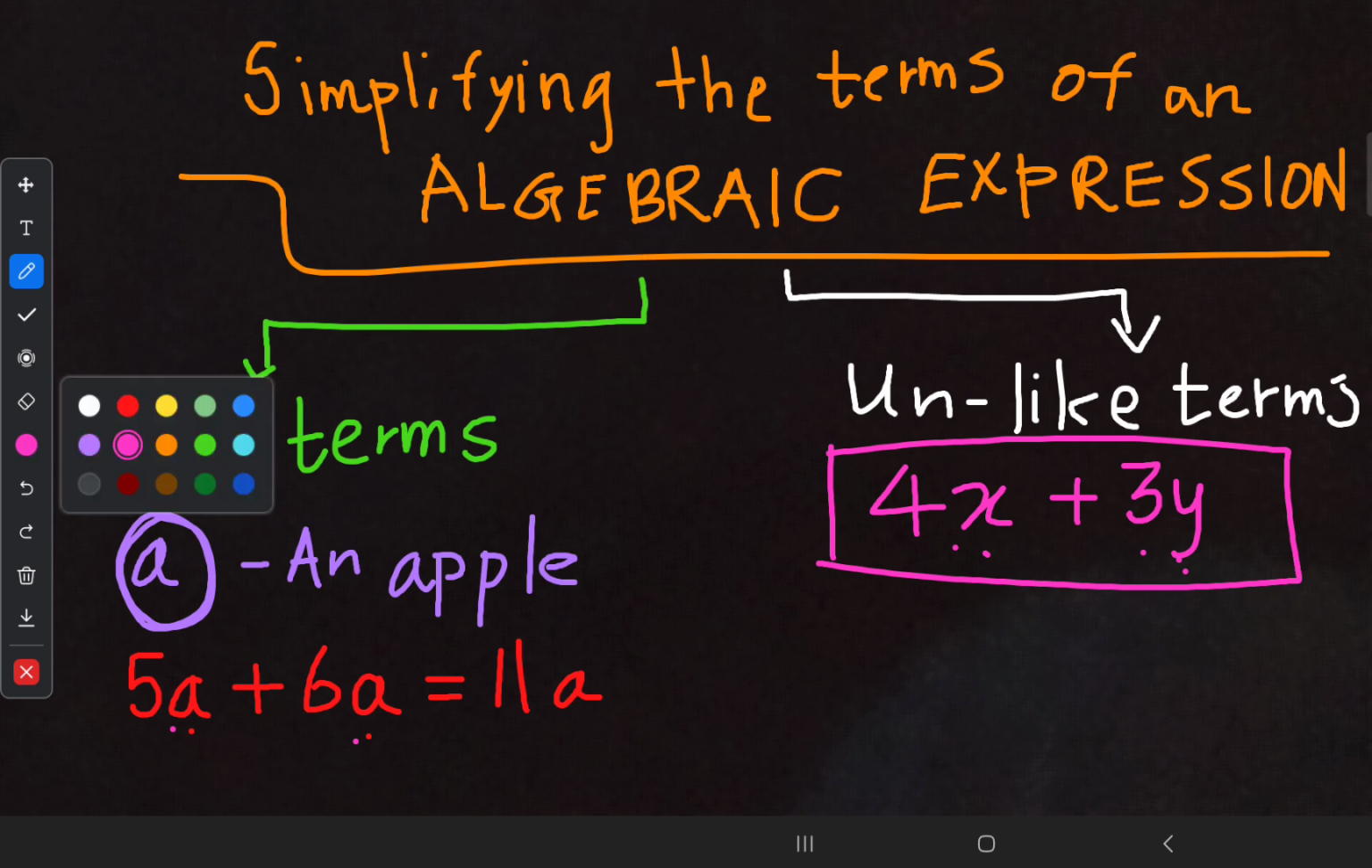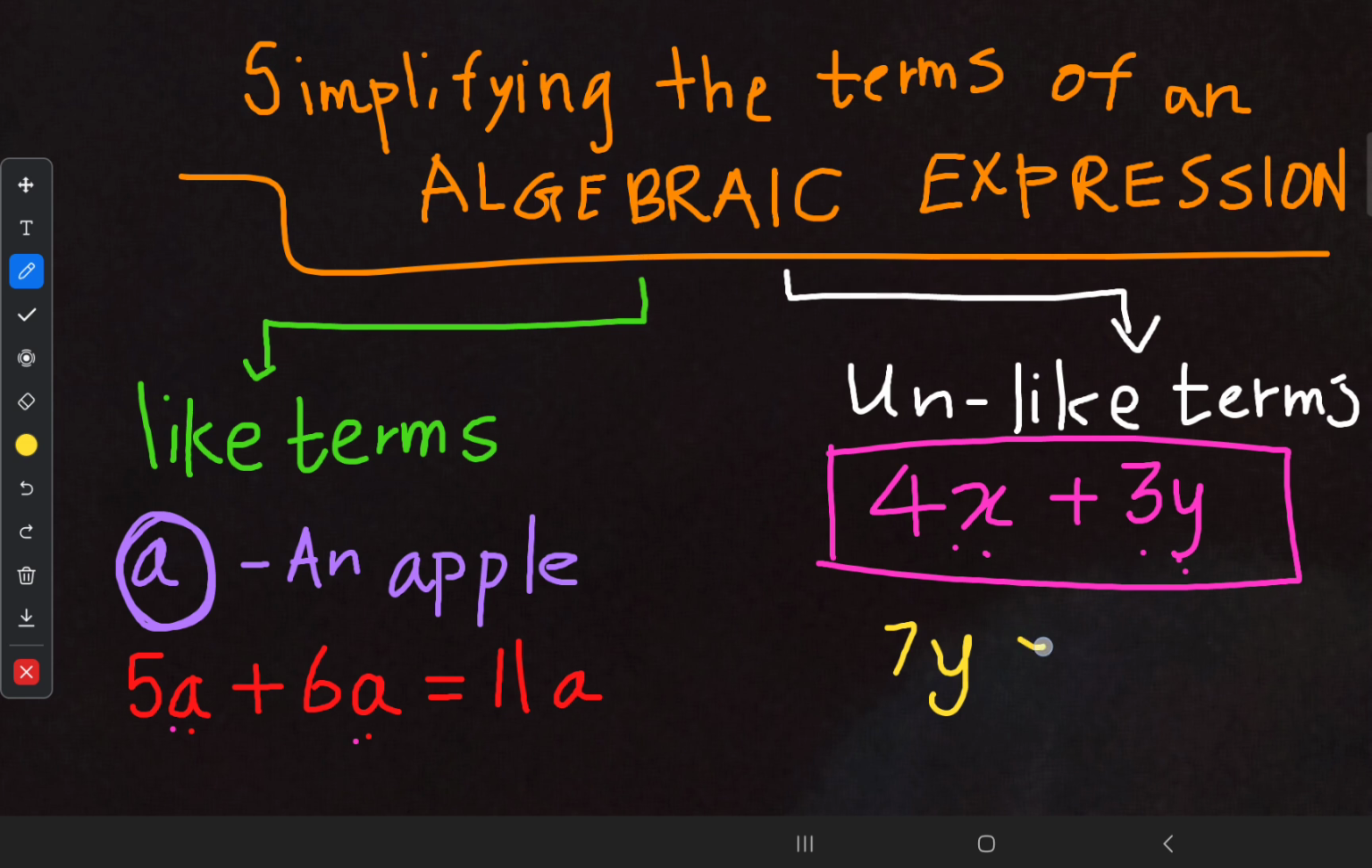Then I give you another question. Let's think about it. 7y minus 2x. We can't do anything with this, because it has a y variable and it has an x variable. Both are different, so we can't connect them by using a subtraction mark.